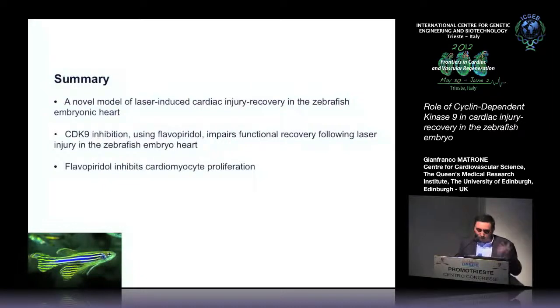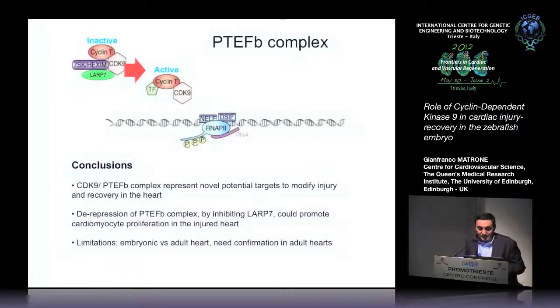Inhibition of cardiomyocyte proliferation by flavopiridol could partially explain the failure to recover cardiac function following laser injury, but other effects of CDK9 inhibition on cardiomyocyte function are not completely excluded. And this data suggests that targeting CDK9 is a promising strategy to modify injury and recovery in the heart.